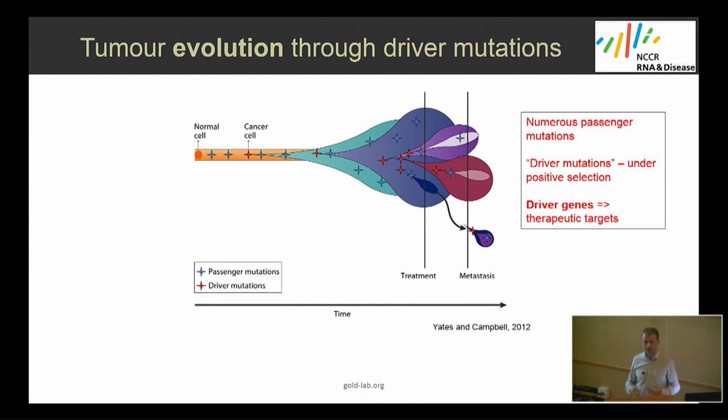So because driver mutations give a growth advantage, they come under positive evolutionary selection. And what happens is that over time, more and more mutations accumulate, more driver mutations accumulate, and you get cell clones appearing with more and more aggressive growth phenotypes, and eventually metastases. So some key concepts to take away from this. Firstly, the passenger mutations far outnumber the driver mutations and are very numerous. Secondly, these driver mutations are under positive evolutionary selection. And thirdly, the genes or genomic elements in which these driver mutations fall are defined as driver genes, and these are key therapeutic targets.